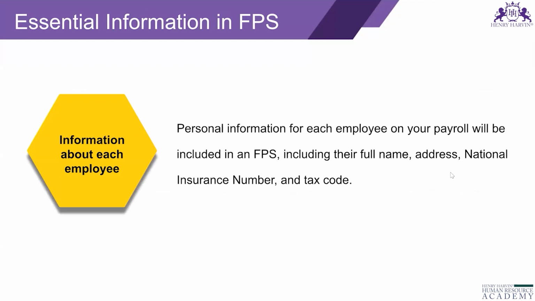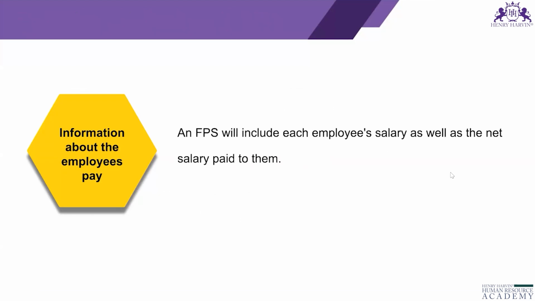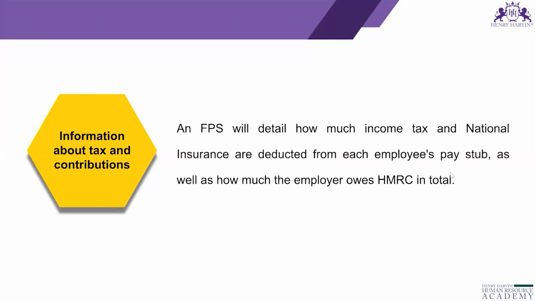Essential information in FPS. Personal information of each employee on your payroll will be included in FPS. Okay, like employee full name, address, national insurance number, and tax code. There will be date of birth also mentioned. And FPS will include each employee's salary as well as the net salary paid to them. Okay, the gross salary and the net salary and taxation will also be there. And FPS will detail how much income tax and national insurance are deducted from each employee's pay, as well as how much the employer owes HMRC in total.